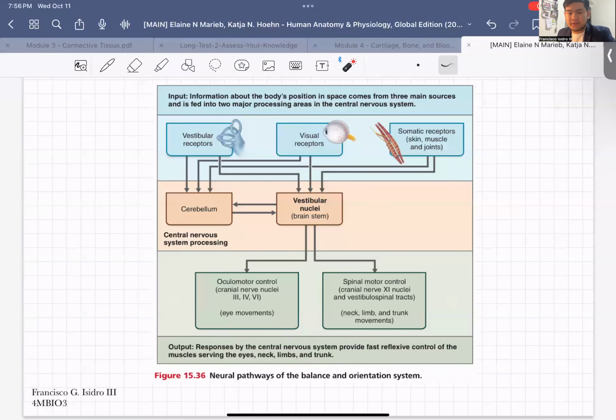Hi guys, I am Francisco Isidro III, and I will present the neural pathway of the balance and the orientation system of the body. This report, or rather figure, is very easy.